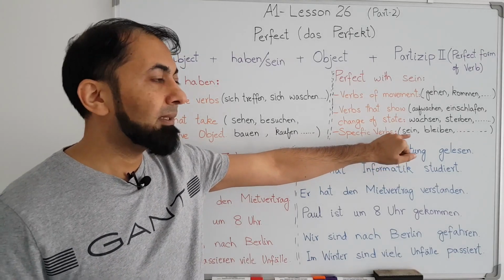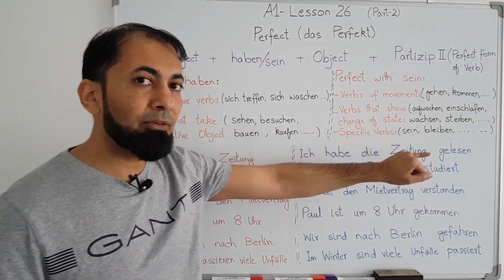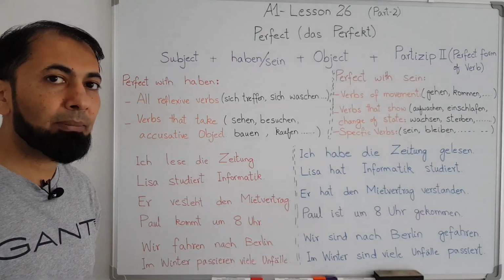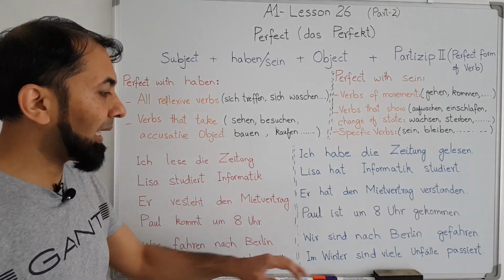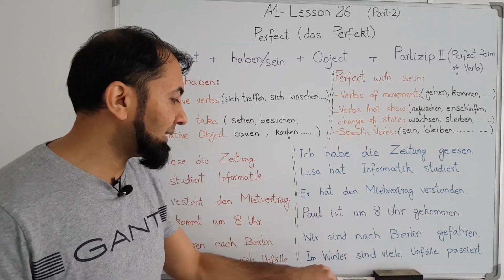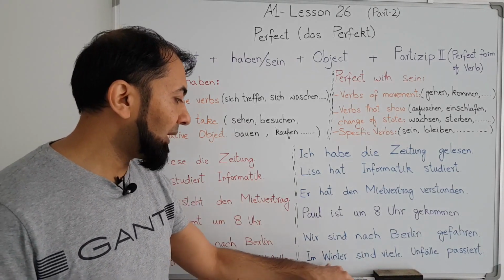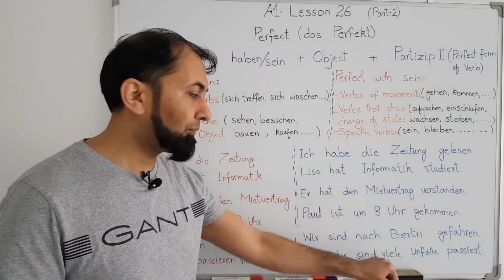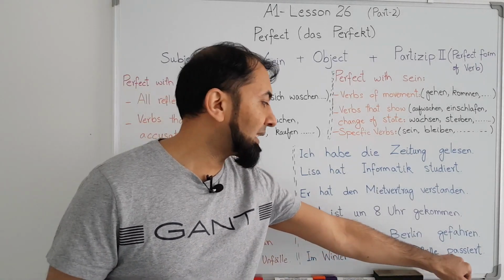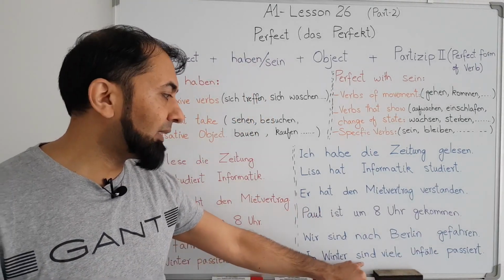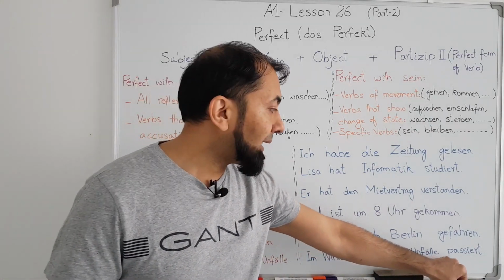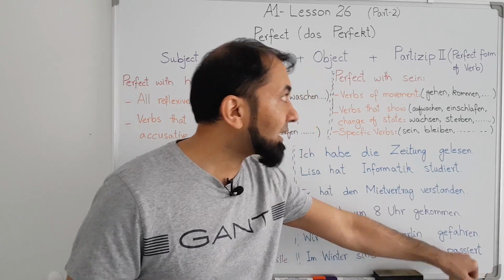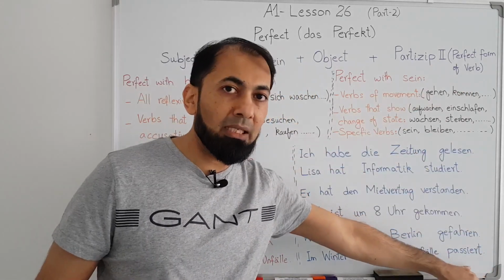So whenever any verb from this category is used in the perfect tense, we will have to use the verb sein at the second position of the sentence. So it will become Im Winter sind viele Unfälle passiert. So we have conjugated sind with respect to viele Unfälle because it is plural, and we have used the participle zwei of the verb passieren.